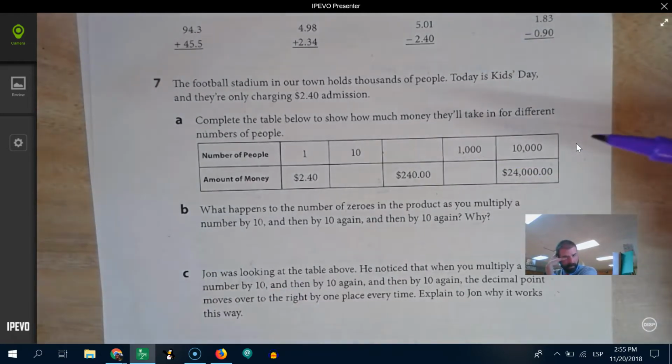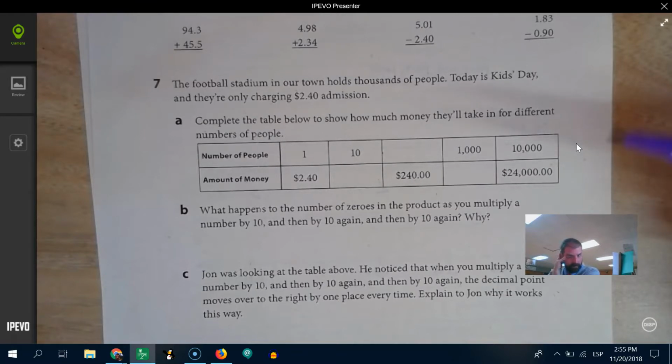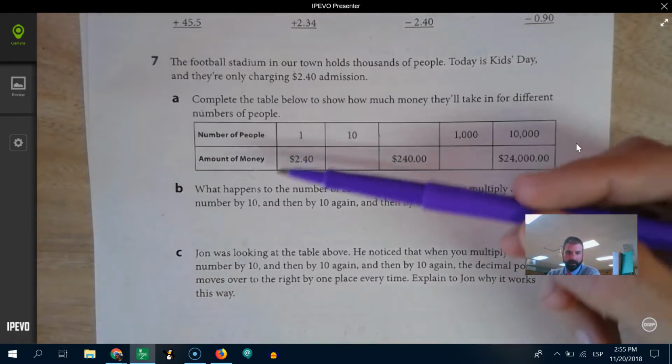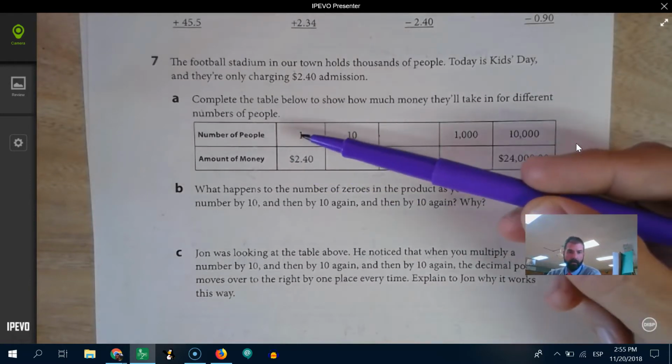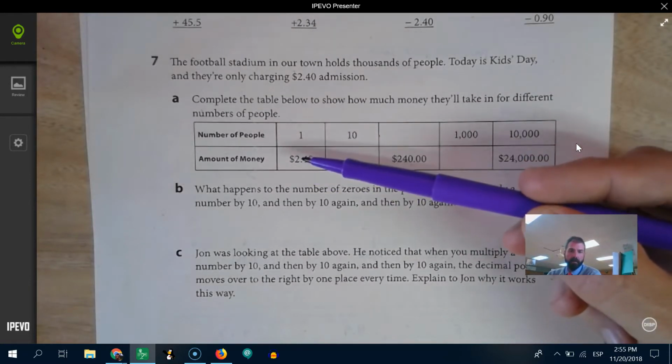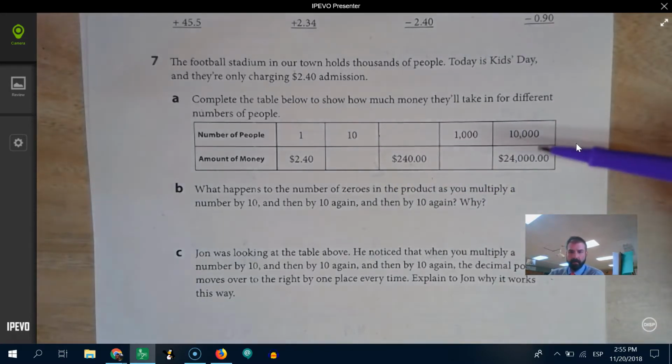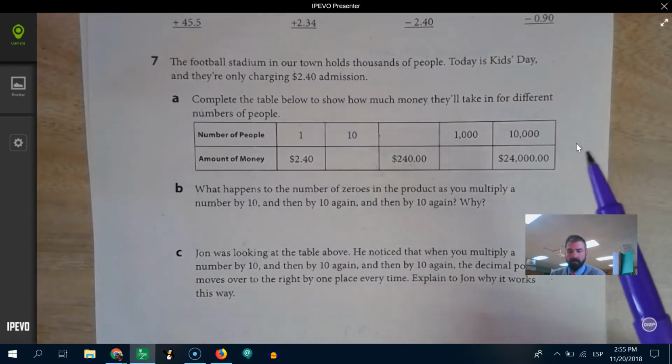Here we're going to be talking about powers of 10. So understanding what happens when we divide and multiply by tens. Thinking about this in what is called a ratio table. So it's telling us how much one ticket is worth. And then they want to think of how much is 10. How much is 1,000? And this is 10,000. And when we're multiplying or dividing by 10, don't ever tell your kid you're adding 0.